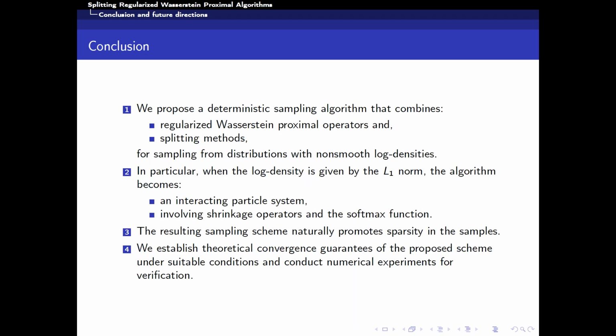So finally, here is the conclusion. The most important message of this work is that we are using the regularized Wasserstein proximal operator to get a semi-implicit scheme. We are also using a splitting method so that we can handle high-dimensional distributions, or approximate the kernel formula appearing in the regularized Wasserstein proximal operator. And finally, we also have a convergence guarantee for the algorithm, which is built on tools from optimization theory.